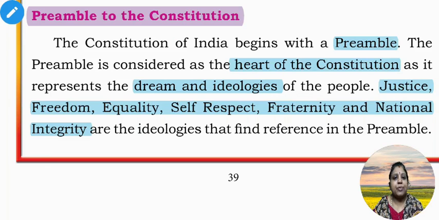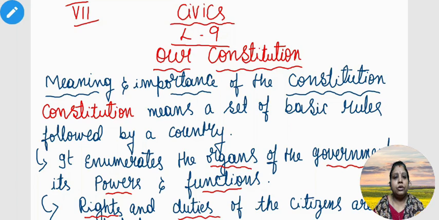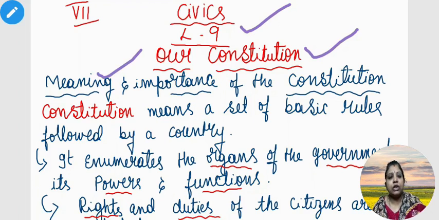Let us discuss the preamble to the Constitution and the salient features of the Constitution in the next class. Now, I will review the points we have discussed today. Today, we started discussing 7th standard civics lesson number 9, our Constitution. Under that, the first point, we discussed the meaning and importance of the Constitution.